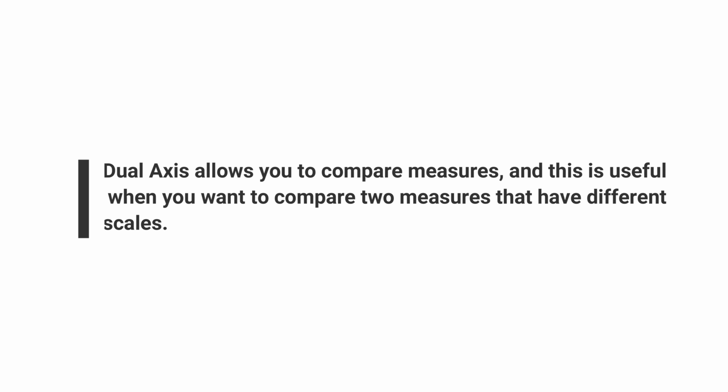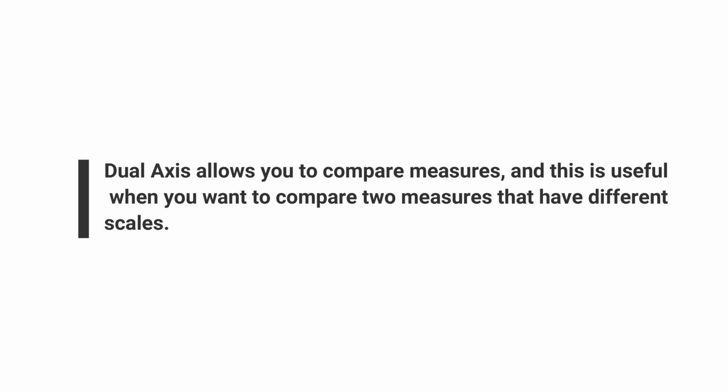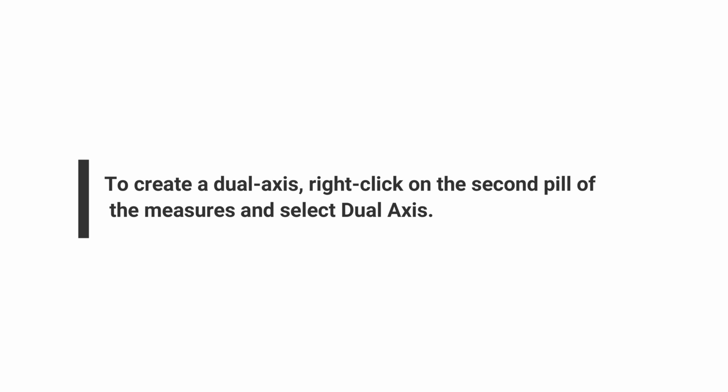So dual axis allows you to compare measures, and this is useful basically when you compare measures that have different scales. How to create one? You just have to right click on the second pill of the measure and select dual axis. That's when you have the first measure on its own axis, and the second measure on its own axis.